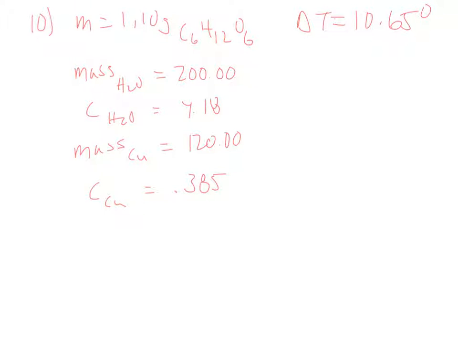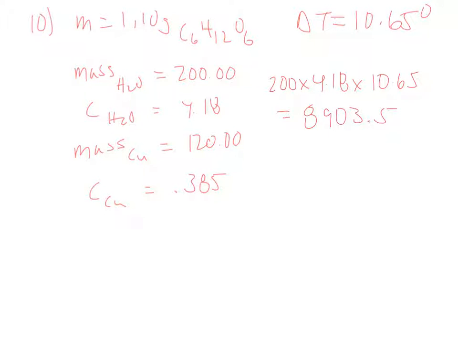Question number 10 describes a calorimeter experiment where 1.1 gram of glucose, which is C6H12O6, is completely burned in a copper calorimeter. Temperature of the water increased from 25.85 to 36.5. And then they give you information for both the mass and specific heat of water and of copper. So the thought here is that you can use mcΔT, take the 200 times 4.18 times the temperature change of 10.65, and come up with an energy change or an enthalpy change for the water equal to 8903.5.